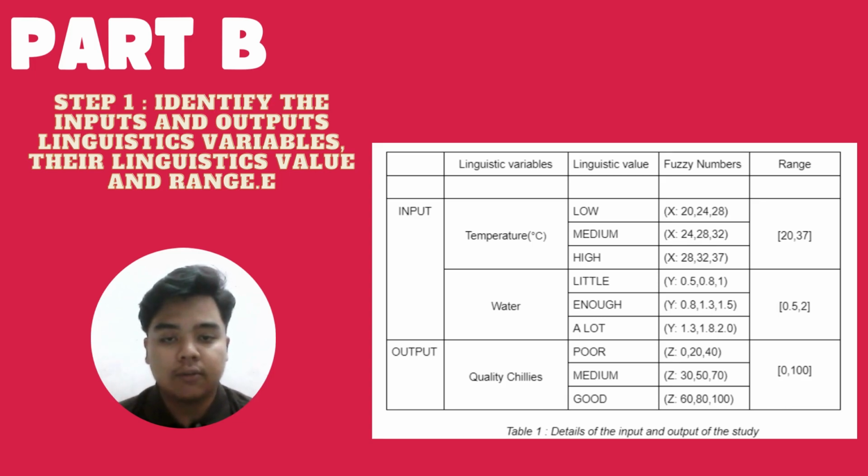For the range of the linguistic variables, the range for temperature is 20 to 37, and the range for water is 0.5 to 2. For the output, the linguistic variable is quality chilies, and the linguistic values are poor, medium, and good. The range is from 0 to 100.